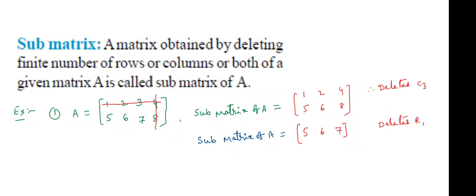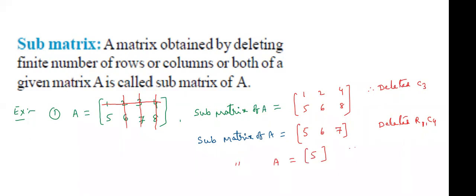R1 and C4. R1 means first row, fourth column. If you delete C3, C2 also, R1, C2, C3, C4, what is the submatrix of A? That is a single element, only 5.